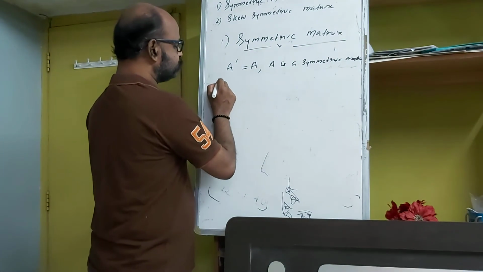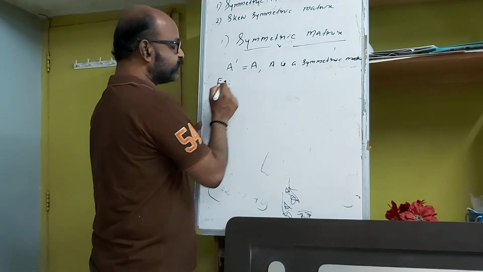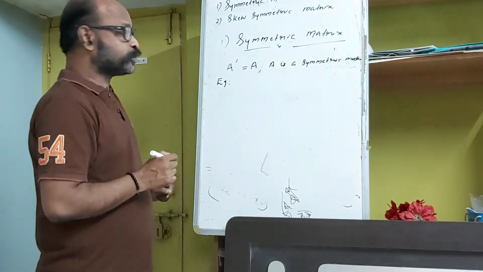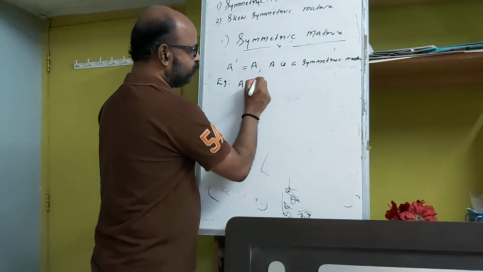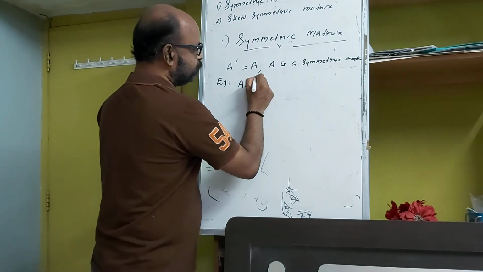Now we discuss an example for a square matrix. So suppose A equals a matrix.